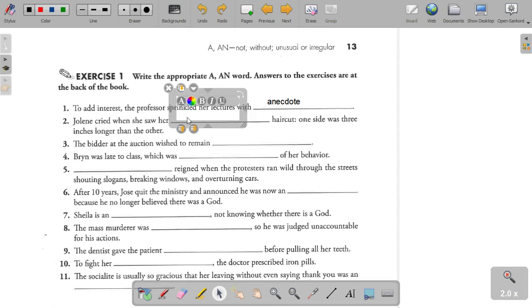So Jolene cried when she saw her blank haircut. One side was 3 inches longer than the other. Asymmetrical. Asymmetrical, very good. Good. Okay, so the bidder at the auction wished to remain blank. Anonymous. Anonymous, good.